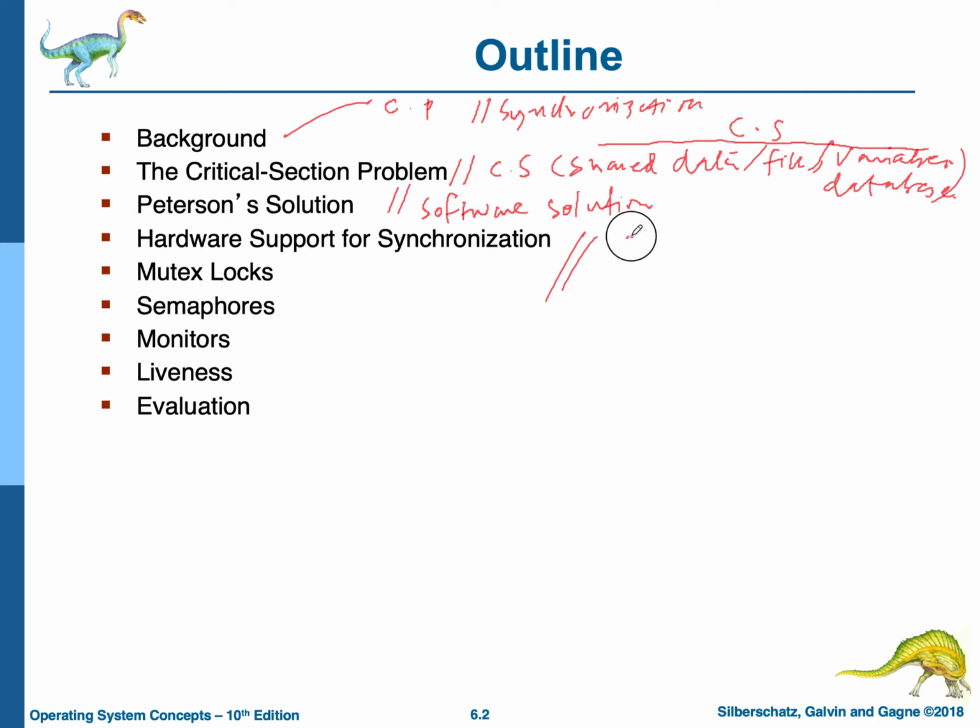We also have memory barriers, and hardware instructions for atomic execution. Then we will see mutex locks and semaphores. These are two approaches to overcome the situation.